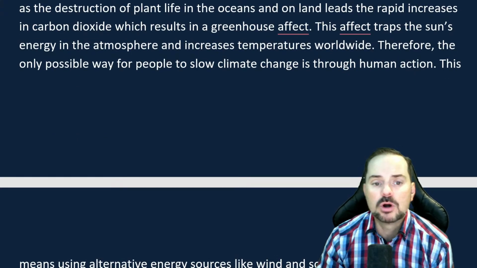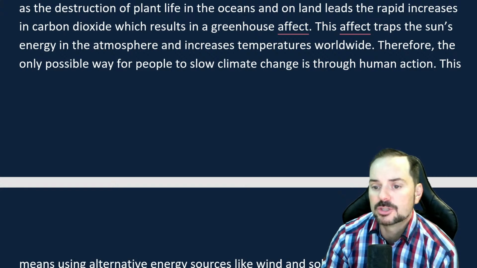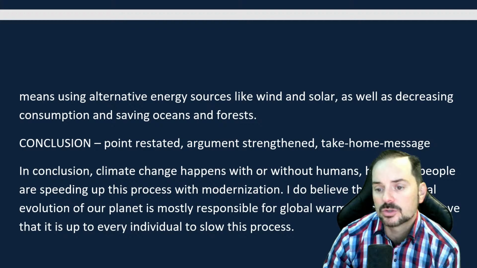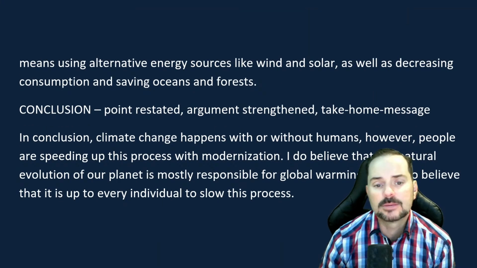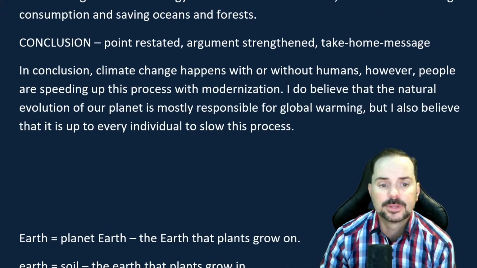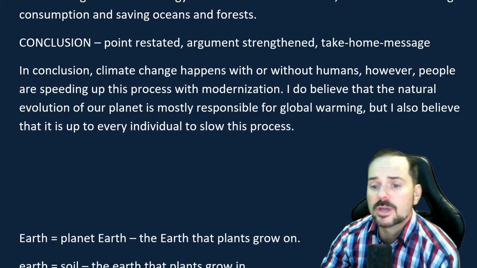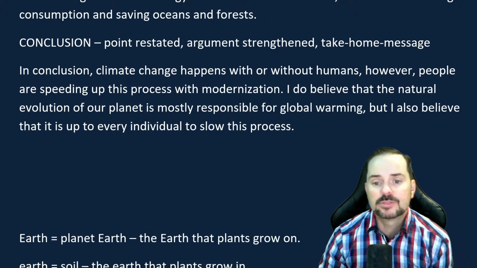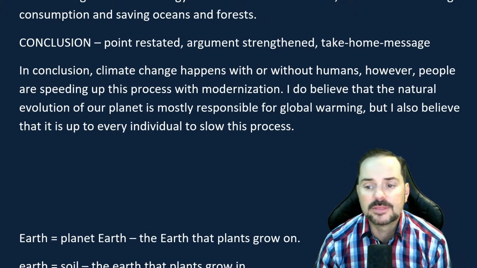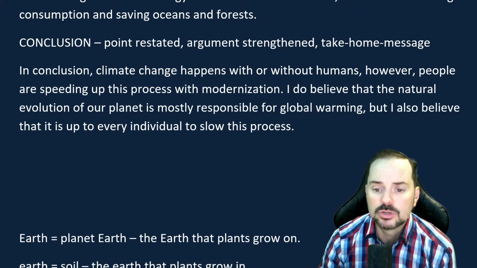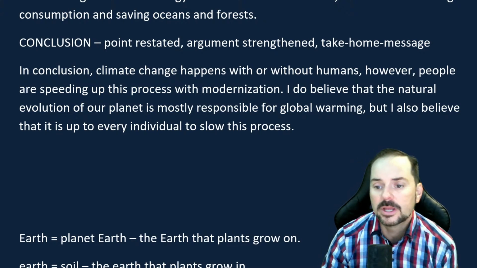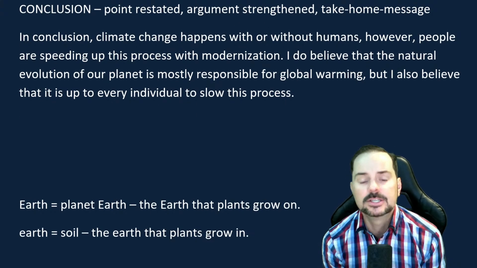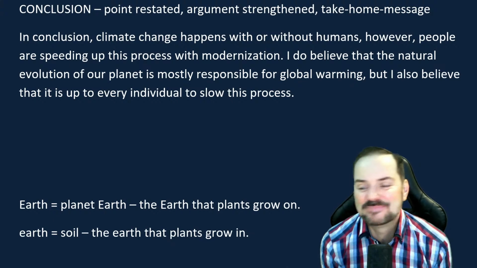Therefore, the only possible way for people to slow climate change is through human action. This means using alternative energy sources like wind and solar, as well as decreasing consumption and saving oceans and forests. In conclusion, climate change happens with or without humans. However, people are speeding up this process with modernization. I do believe that the natural evolution of our planet is mostly responsible for global warming, but I also believe that it is up to every individual to slow this process. That's my take-home message for everybody.